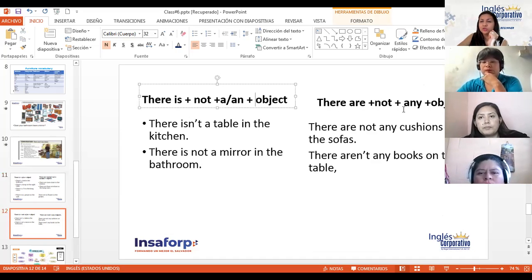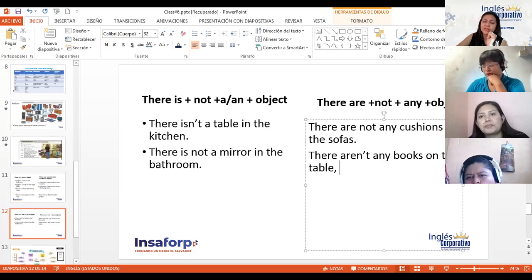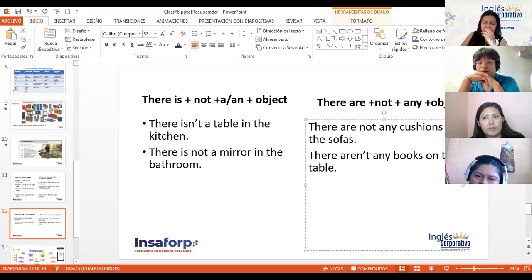There are plus not plus any plus the objects in plural. There are not any cushions on the sofas. No hay ningún cojín en los sofás. No hay ningún. So any is used in negative and questions, only in negative and questions. But right here we are studying the negative sentences. There aren't any books on the table. No hay ningún libro en la mesa. O pues, there aren't any books. There aren't books on the table only. No hay libros en la mesa, but you can use any. Questions so far?